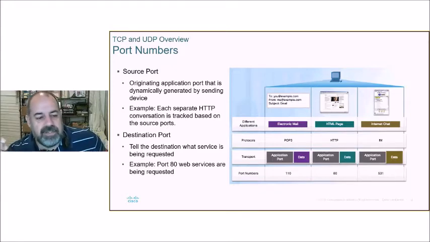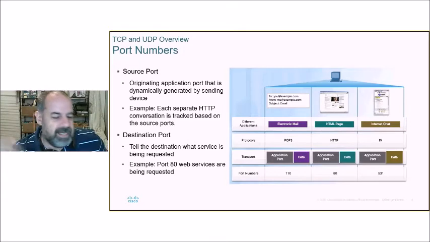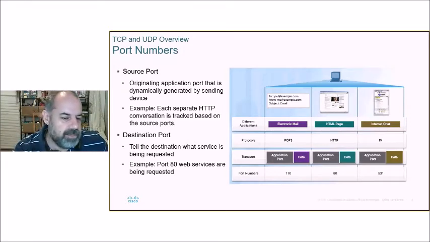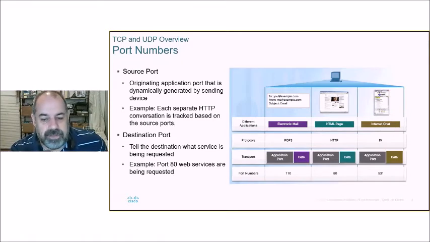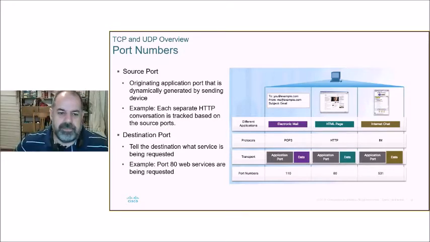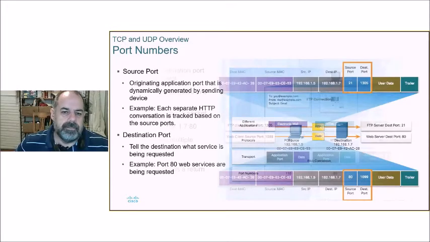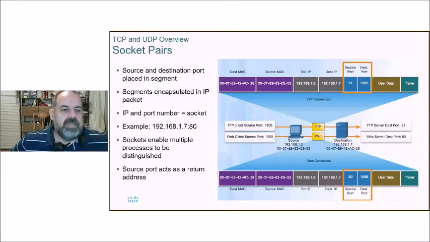And so, if this is a host requesting a web page, it will set the destination port to port 80 because that's a well-known web server port, and of course it will be a dynamic number for the source port. So basically that's how the conversations are kept track of. So, source and destination socket pairs.